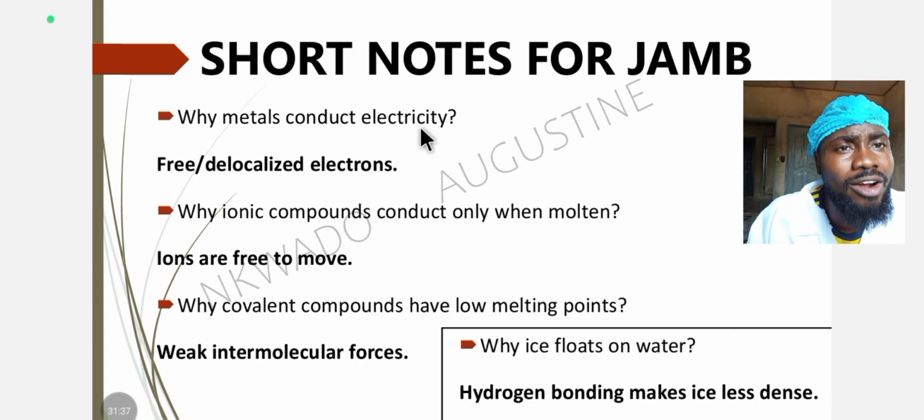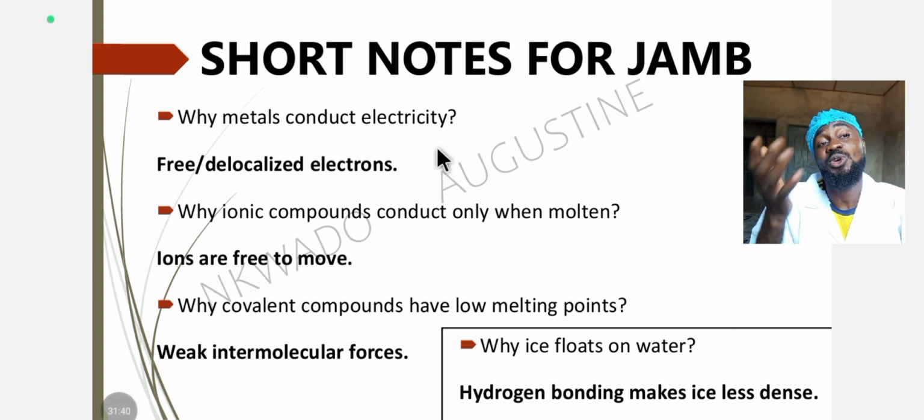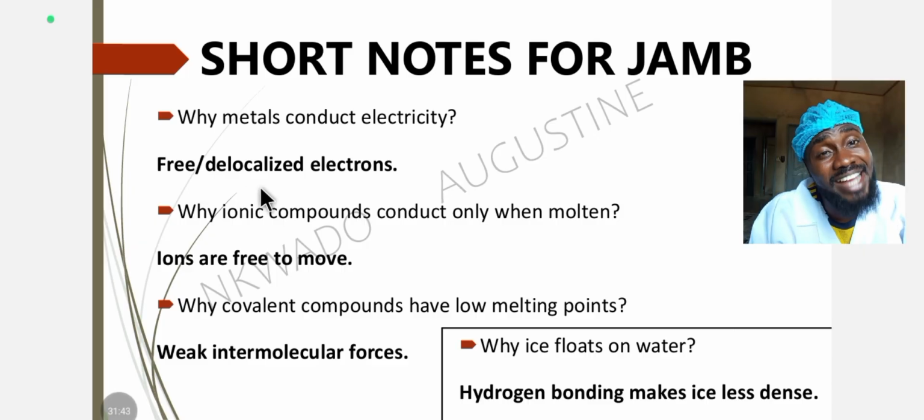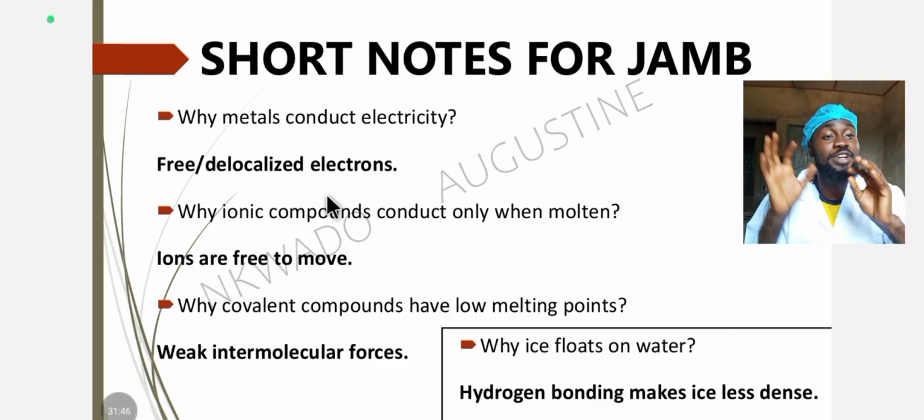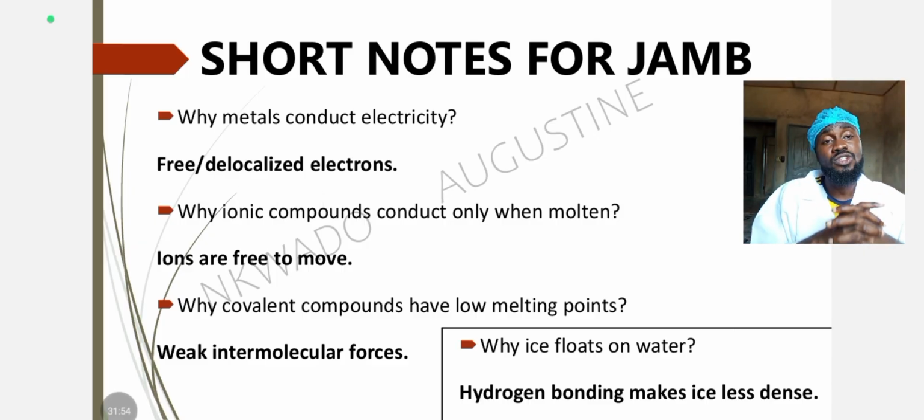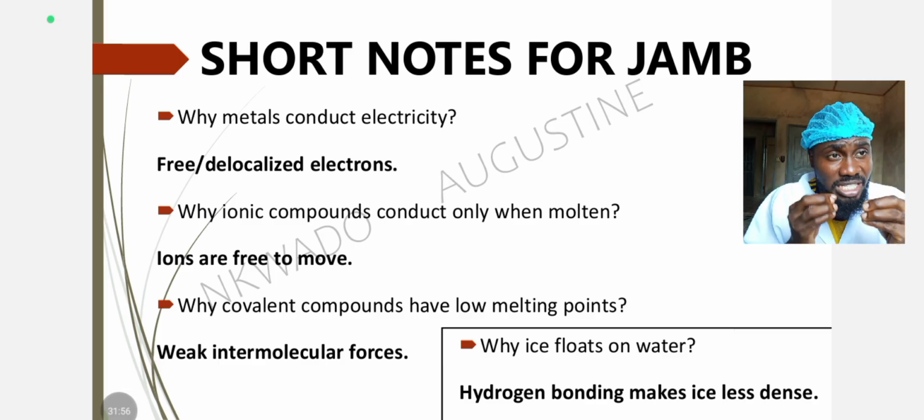Why does metal conduct electricity? You can see this in your JAMB UTME. Because of free, delocalized electrons. Their electrons are free in the orbitals of the atoms. That's why they are able to conduct electricity seamlessly.